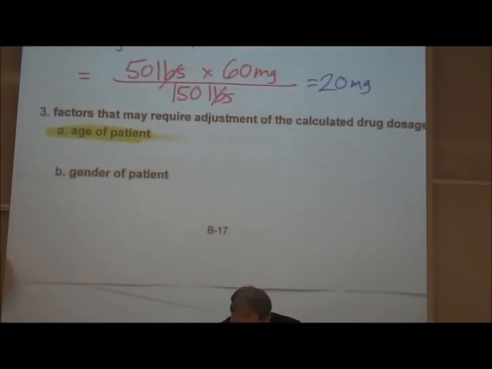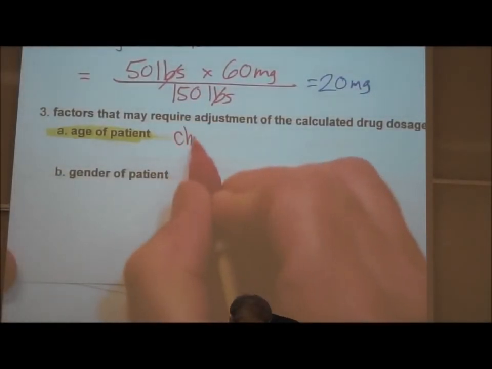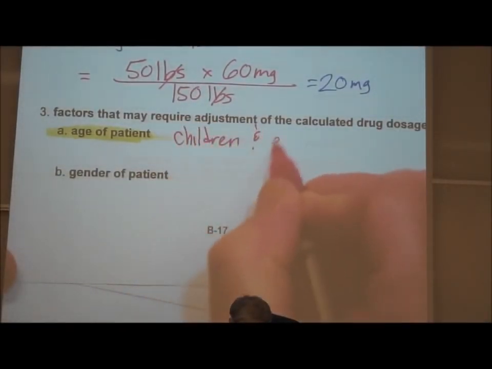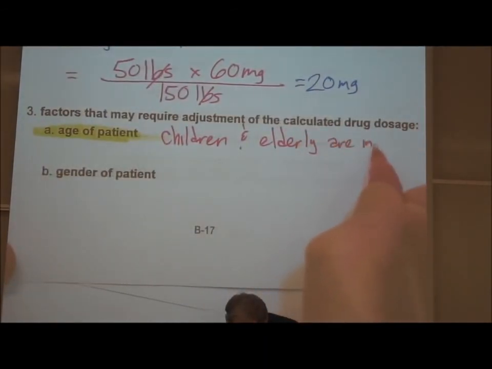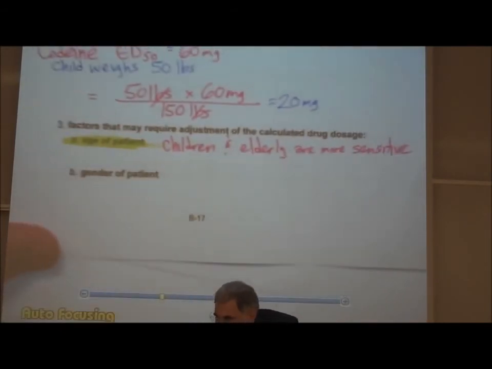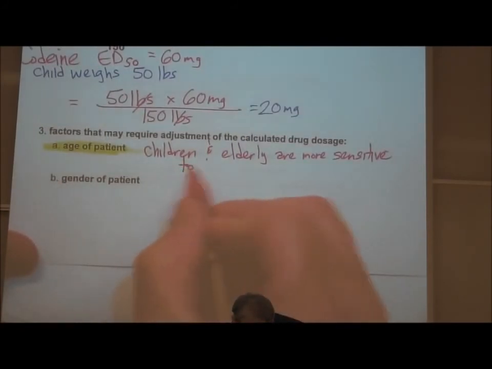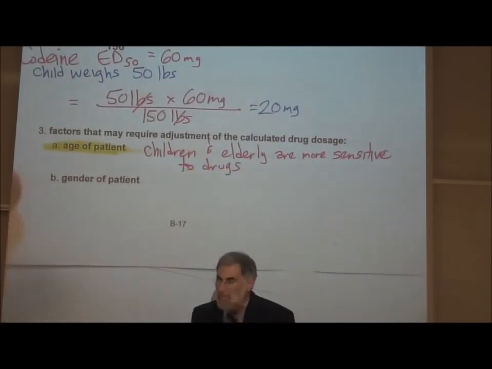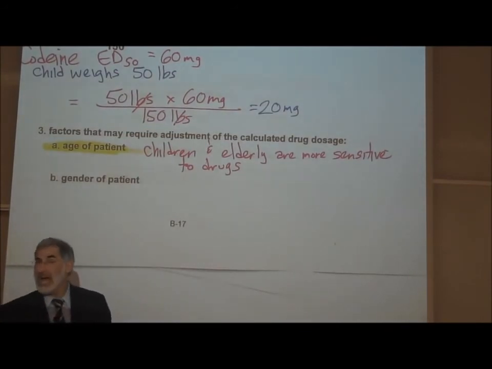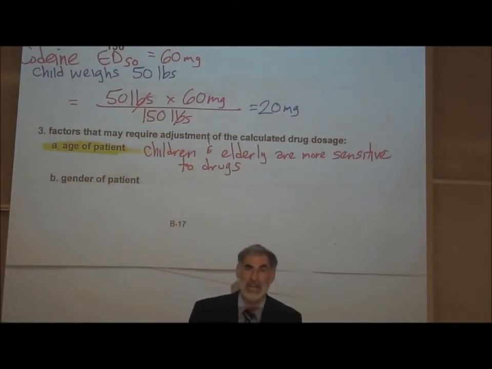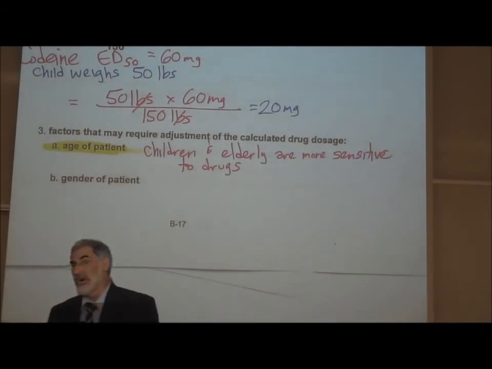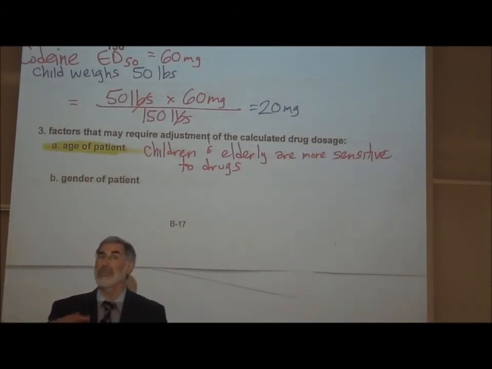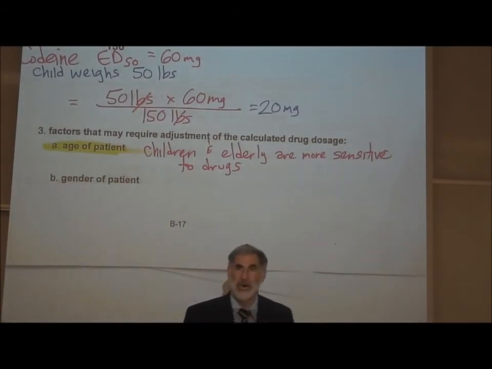Keep in mind, and we talked about this last time, that children and the elderly are more sensitive to drugs. We learned last time that children and old people break down drugs, they metabolize drugs more slowly than 20-year-olds. So if you're dealing with a child or an 80-year-old, you give them a lower dose of the drug than the ED50 calls for.